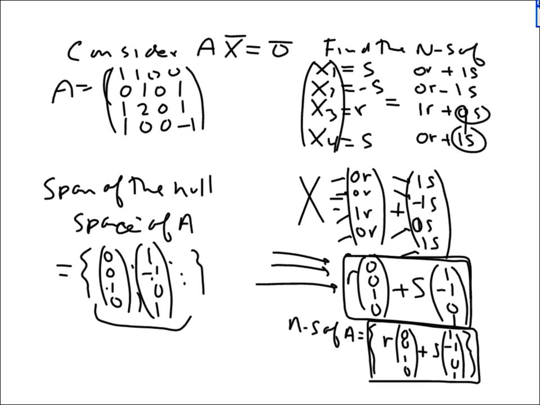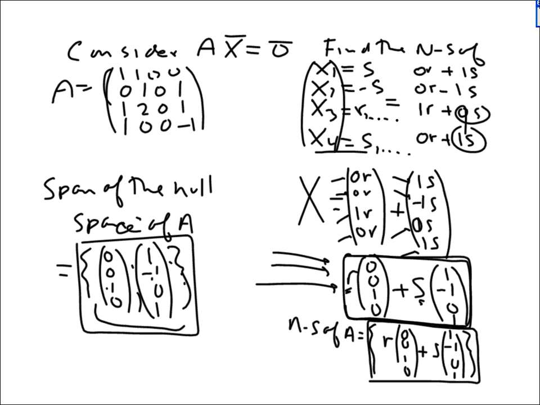In this box here, there are many, many vectors because R and S can be anything. You really should say that x3 equals R where R is any number. x4 is equal to S where S is any real number. These two vectors are the vectors that span the null space of A. Find the null space of A and cross off R and S's if there are any, and then say that's the set that spans the null space.